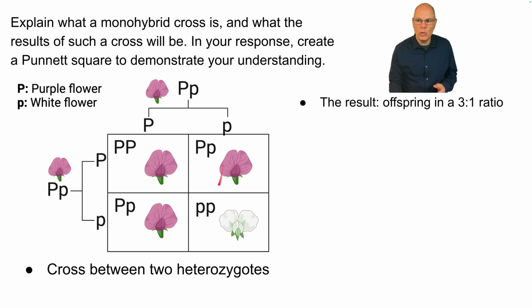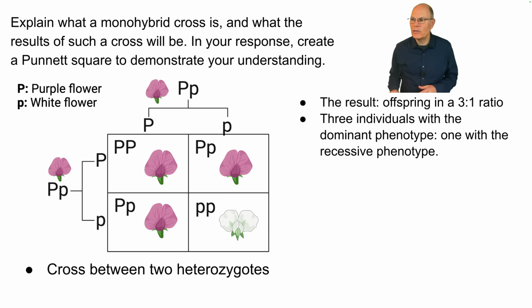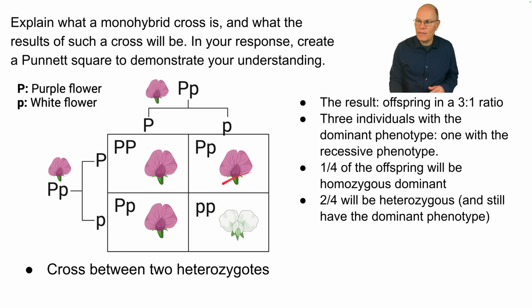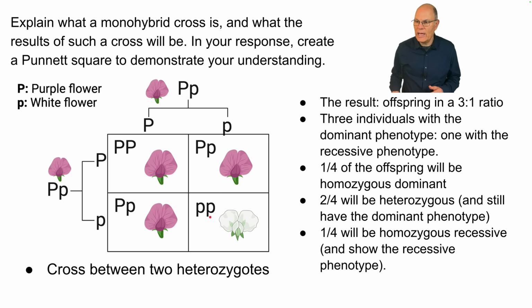This one gets two little p's, one from each parent, and as a result, it shows the recessive phenotype, and that recessive phenotype is white flowers. We have 3 individuals with the dominant phenotype, 1 with the recessive phenotype. A quarter of the offspring are homozygous dominant. Half of the offspring, 2/4, are heterozygous. They still have the dominant phenotype. And 1/4 will be homozygous recessive, and they'll show the recessive phenotype. That's how you do a Punnett square for a monohybrid cross.